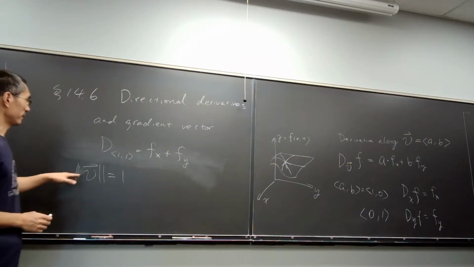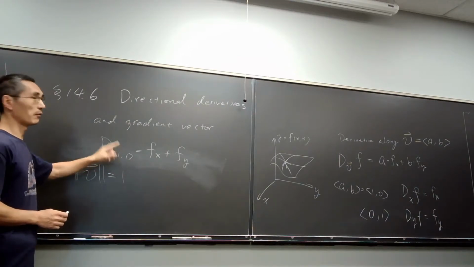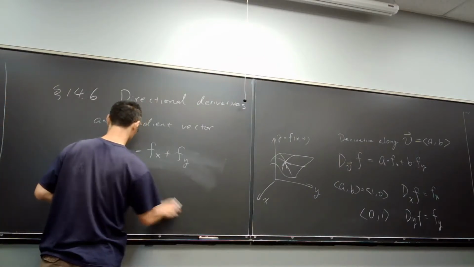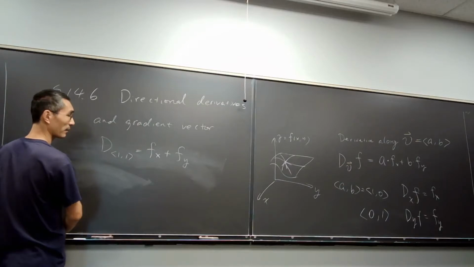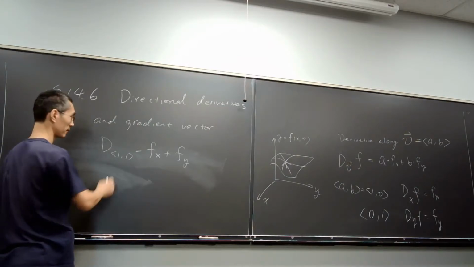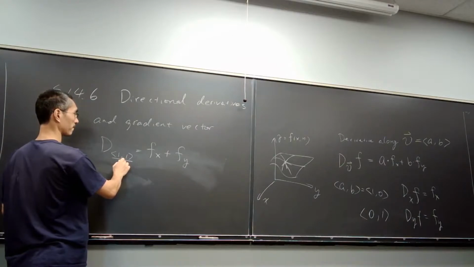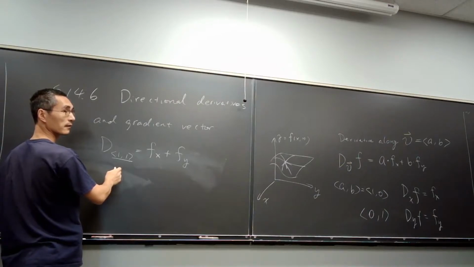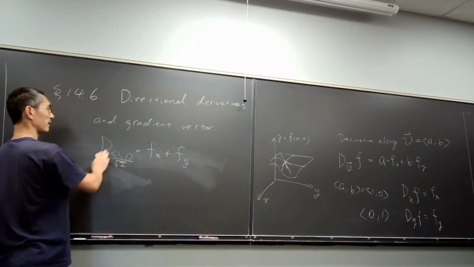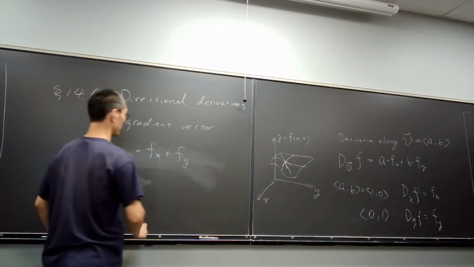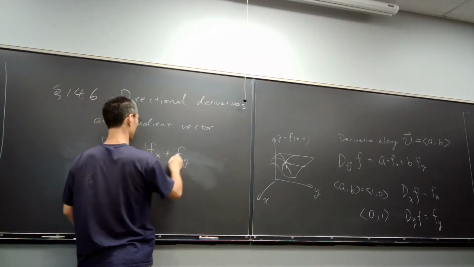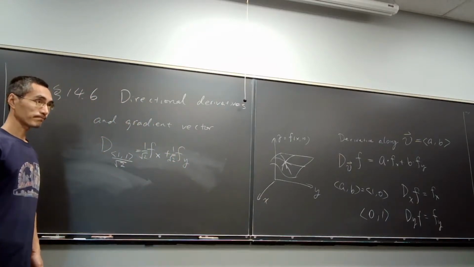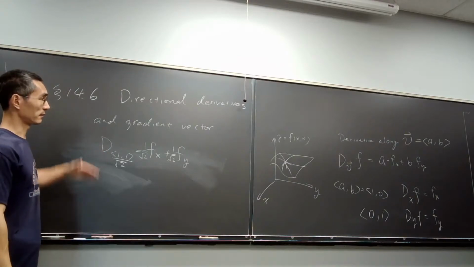So in this case, when I say the diagonal, it's not (1, 1), because (1, 1) is not a unit vector. So how do I make a unit vector? I have to divide the vector by its own norm, its own length. So what is the length of this vector? So when I say directional derivative, v has to be a unit vector. So this will become like that, and this will be the derivative along the diagonal direction.